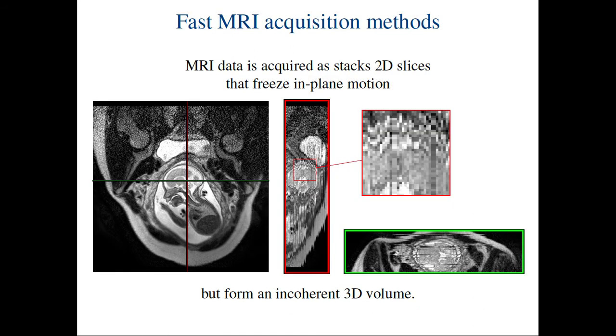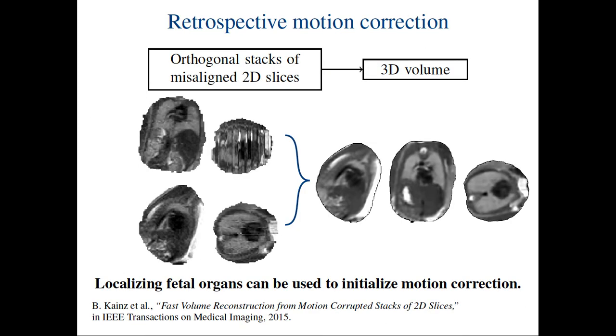In order to accommodate for fetal motion, the images are acquired as stacks of 2D slices that freeze in-plane motion, but may form an incoherent 3D volume. Motion correction can be performed retrospectively to obtain a high-resolution volume from several stacks of 2D slices. The automated localization of fetal organs can be used to initialize this motion correction procedure.